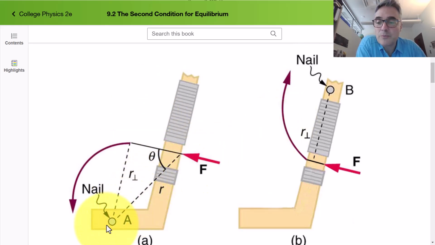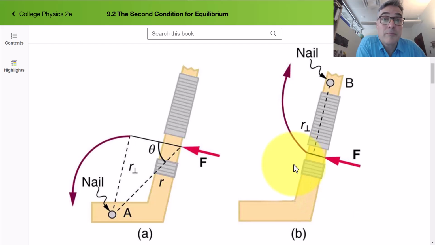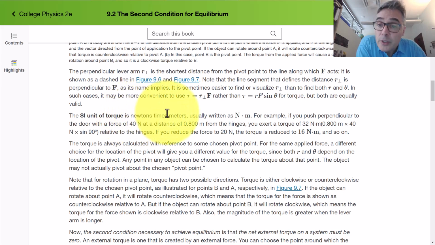And here's a situation where just different hinges actually give you completely different signs of torque. Here, in situation A, with the hinge down on the left, you get a counterclockwise torque, but if you were to put the hinge above, you would get a clockwise torque from the exact same force. The SI unit of torque is newtons times meters.